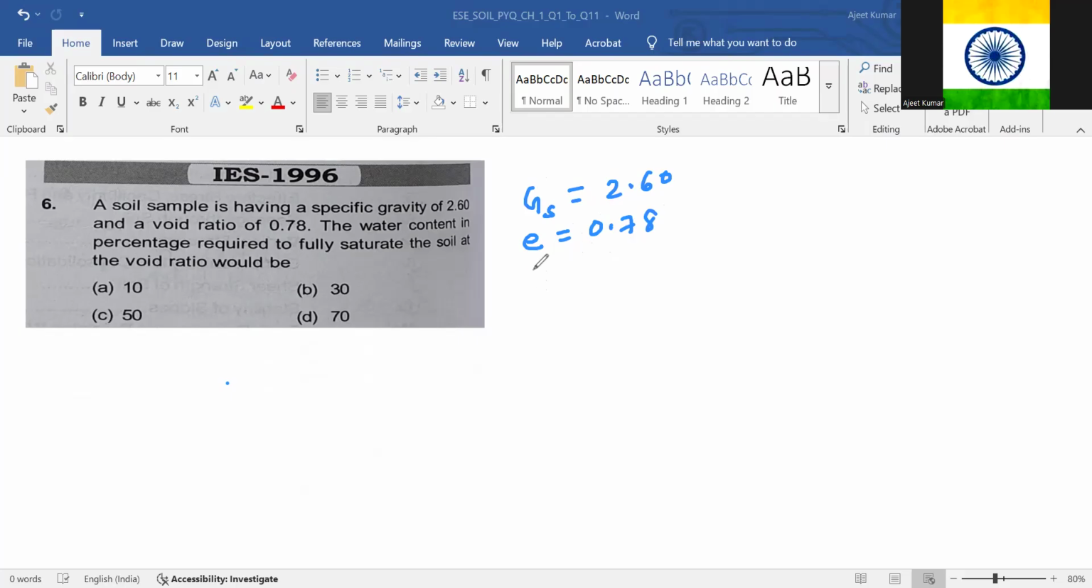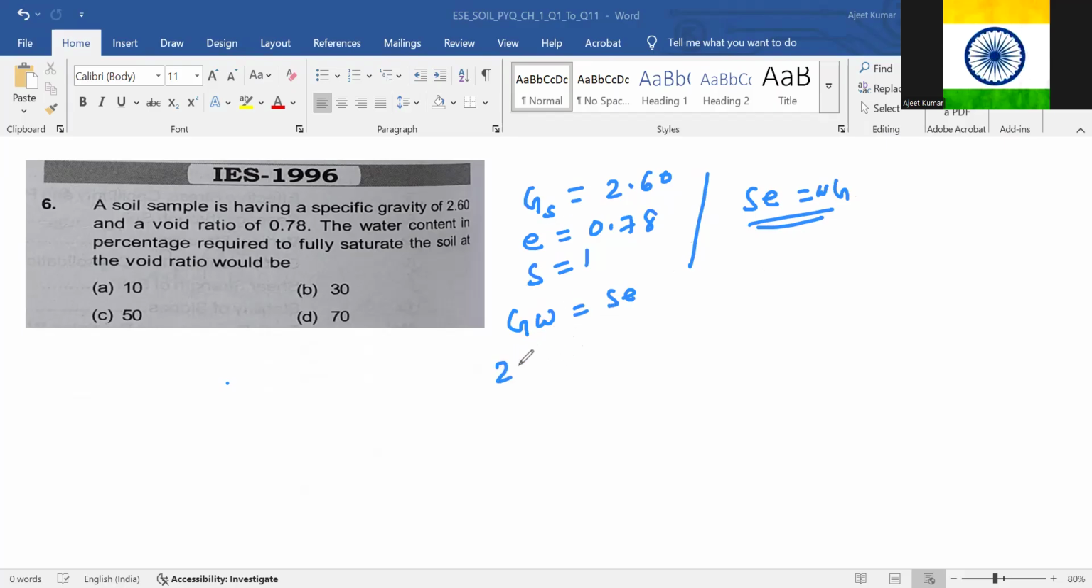So for fully saturated, S is equal to 1. The well-known formula, you know that Gw is equal to Se. Generally, people remember it like that, the Sehwag formula. To remember it, people remember it like the Sehwag formula. So Gw is equal to Se.